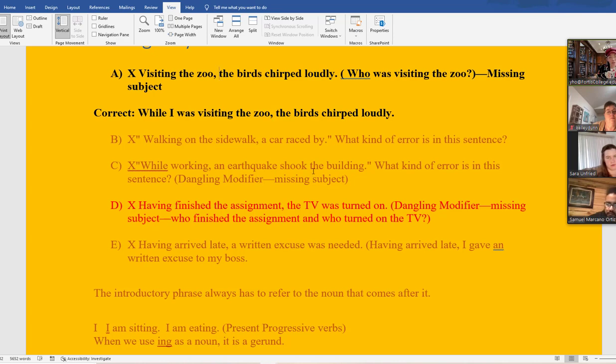"While working, an earthquake shook the building." Does the earthquake have a job, and it's going to shake the building while having a job? No. So: While I was working, or, I was working when the earthquake shook the building. This is also a dangling modifier because it's missing a subject. "Having finished the assignment, the TV was turned on." So your TV finished an assignment and turned itself on? No. Here you have to say, after I finished my assignment, I turned on the TV. Then it's correct, because then you have a complex sentence. It was missing the subject. Do you get it, Kelly, Sarah, Sam? Yep.